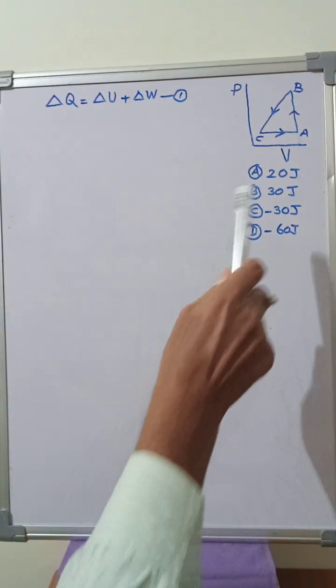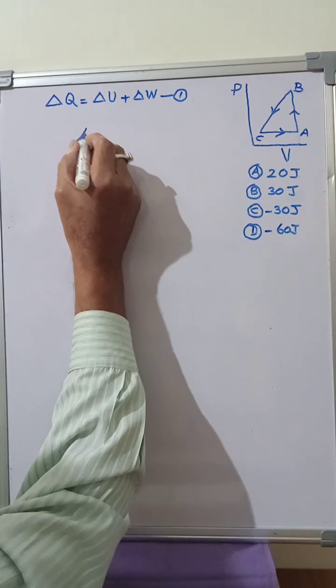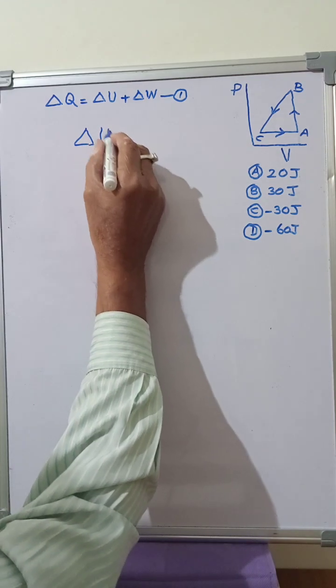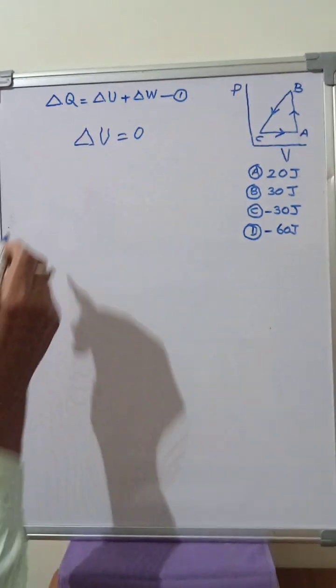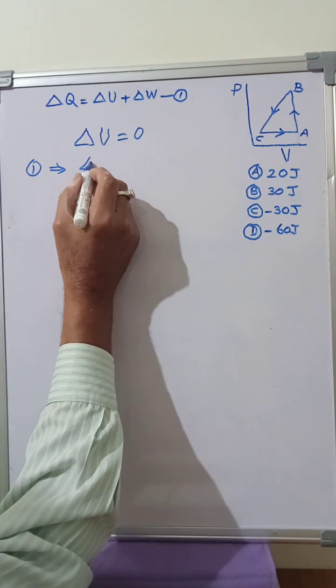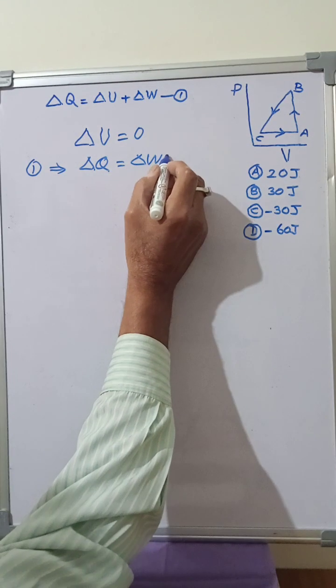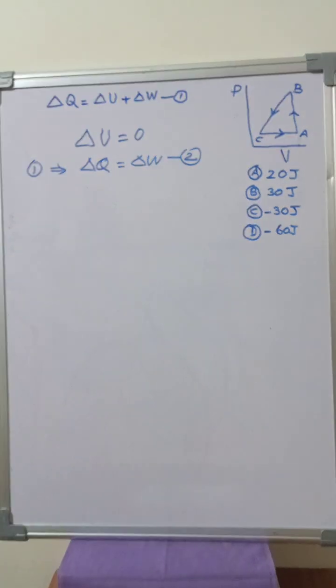Now, ABCA is a cyclic process. For such a process, the change in internal energy is zero. Means for a cyclic process, you can write delta U is equal to 0. Therefore, equation 1 implies delta Q is equal to delta W. Mark this as equation 2.